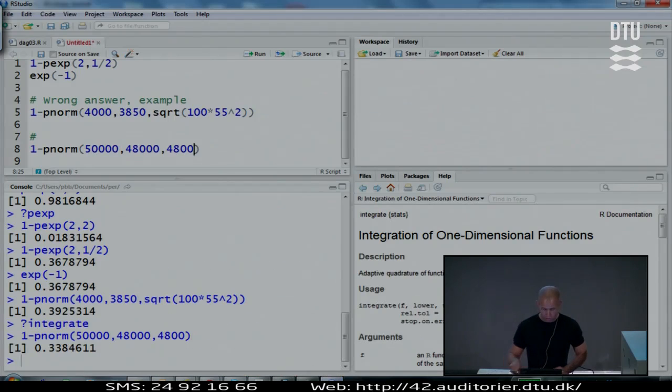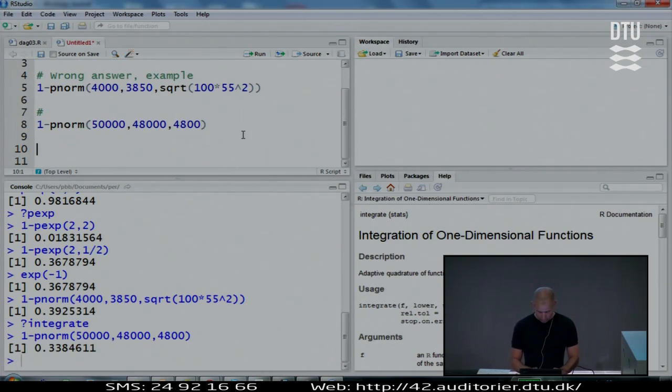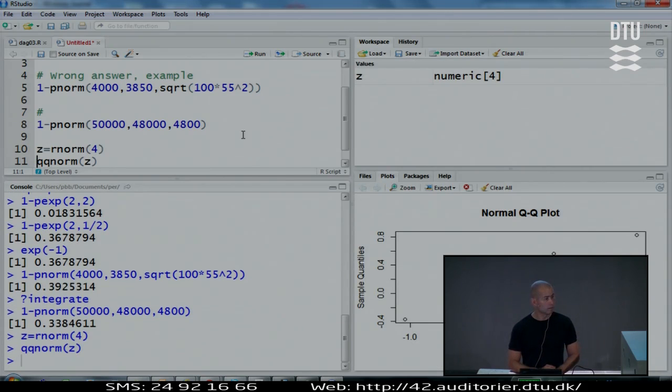Let us, just to tease you a little bit, go into R right away, and take a normal sample of only 4 points from a standard normal, and do a QQ plot. There's a function for that, which is called, I believe, qqnorm. There it is. It makes a scatter plot of 4 points.